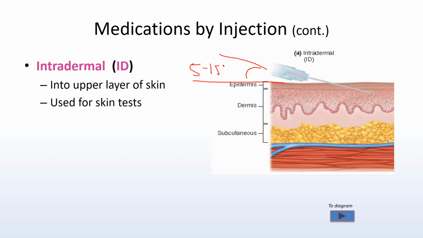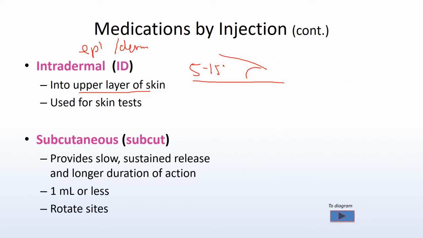Okay, you guys are listening. So what layer do we want to give it into? The epidermis. Oh yeah, the dermis. So in between the epi and the derm. So is there any blood here? No. So absorption is fast or slow? Slow. Super, super slow.